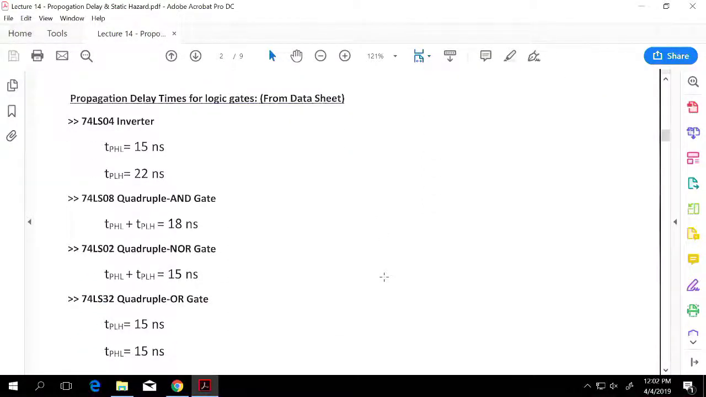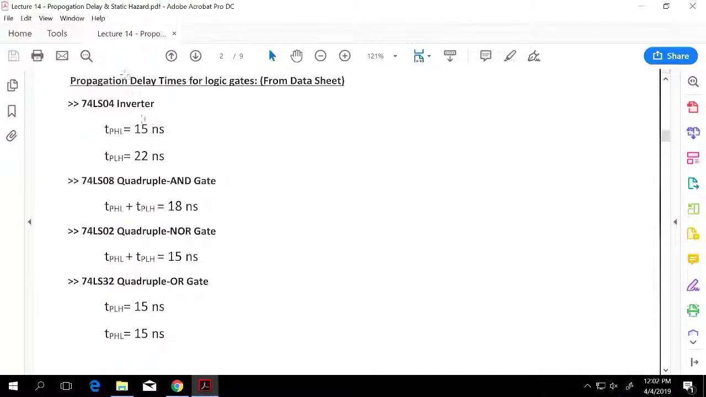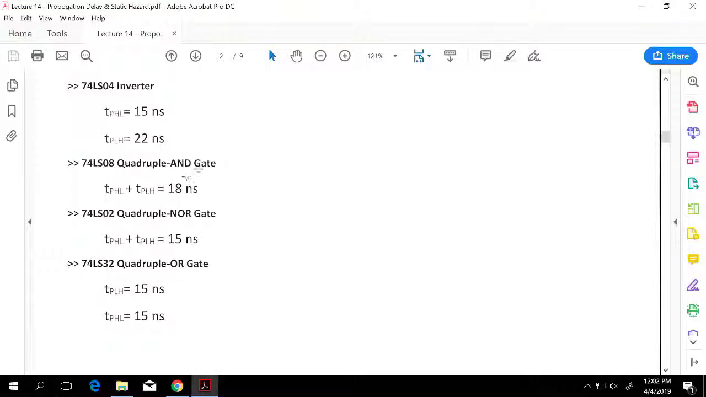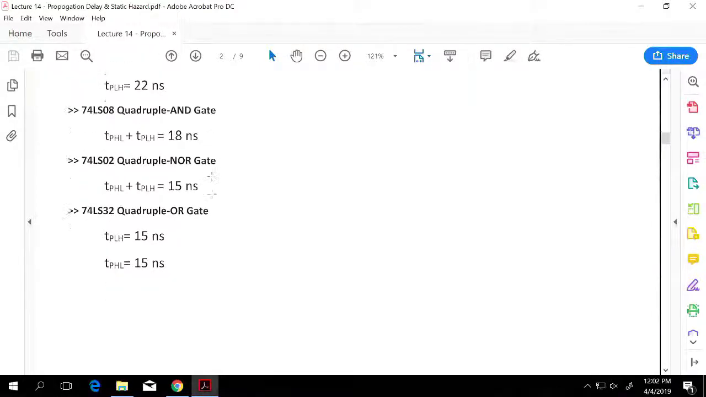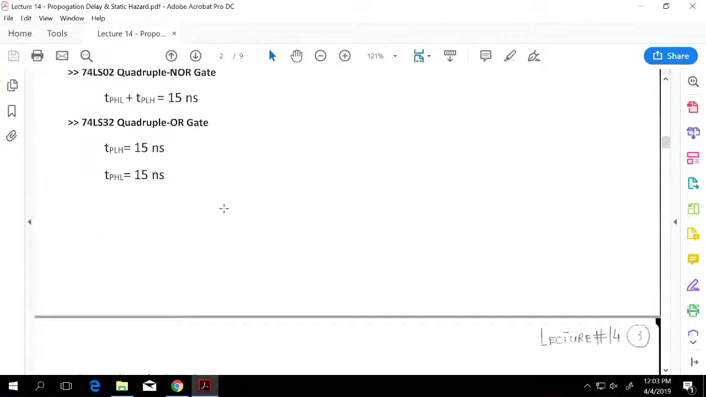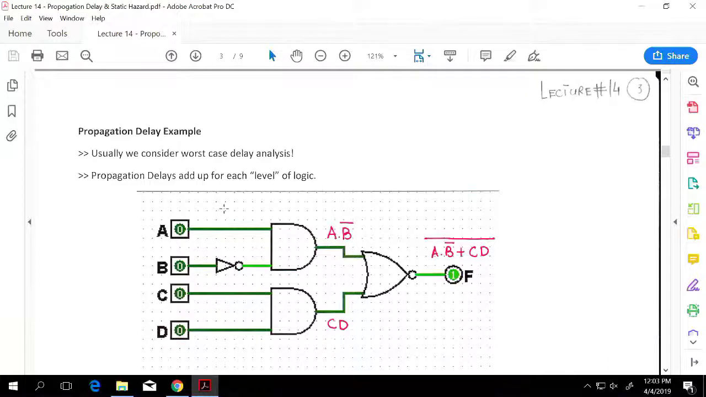I pulled these numbers from data sheets for different gates that we actually used in lab number 1 when we were doing simulation. For the inverter, TPHL is 15 nanoseconds and TPLH is 12 nanoseconds. So the average propagation delay will be a mean of these two numbers, 27 divided by 2, that would be 13.5 nanoseconds. The 7408 AND gate is 18 nanoseconds. The NOR gate is 15 nanoseconds. And an OR gate is also 15 nanoseconds. Okay, so let's move on to the first example that we are going to do today.